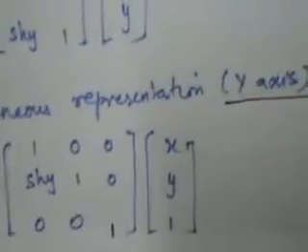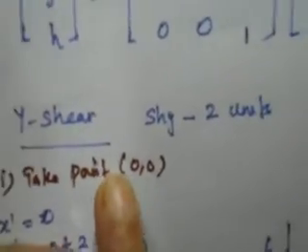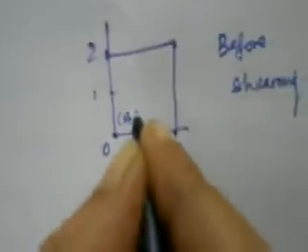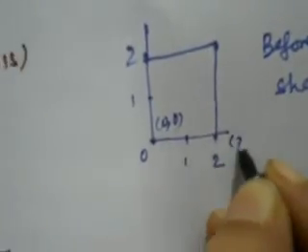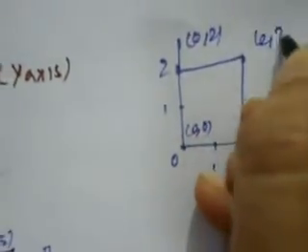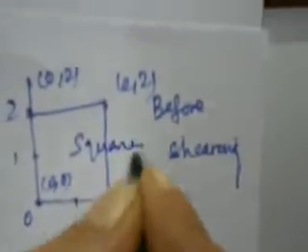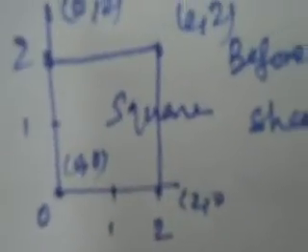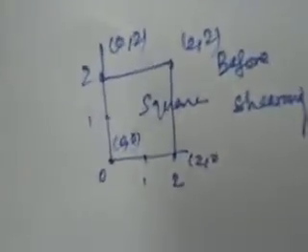Now for y shearing we are going to see the same example. See here, the previous example we have seen: 0,0, then the coordinates 2,0, 0,2, 2,2. These 4 coordinates, the same square in shape, we have taken as an example before shearing. After the shearing with respect to the y axis, what will happen? Let's see the same.